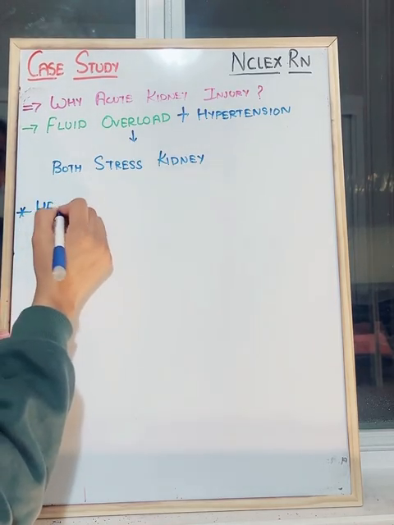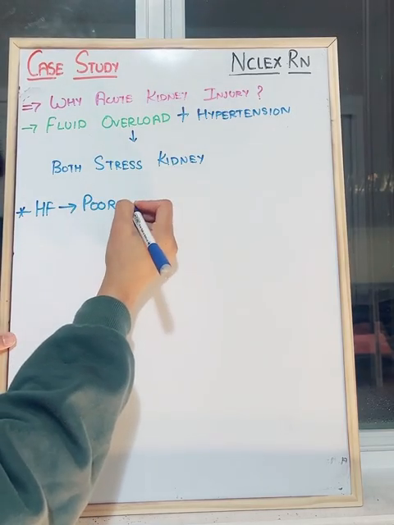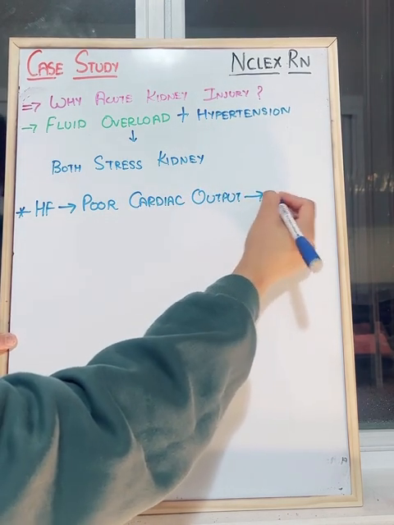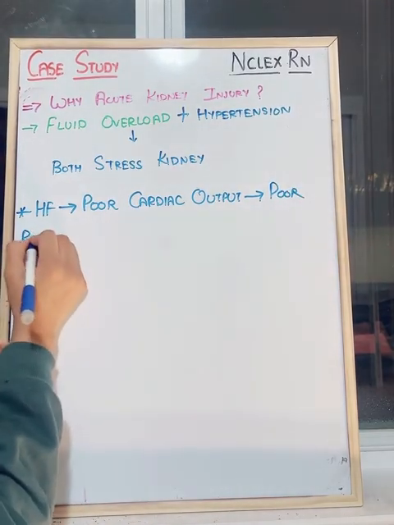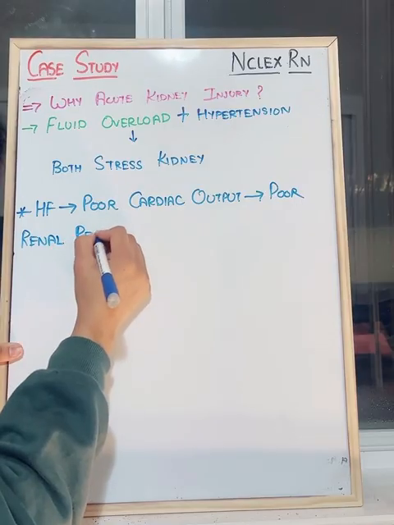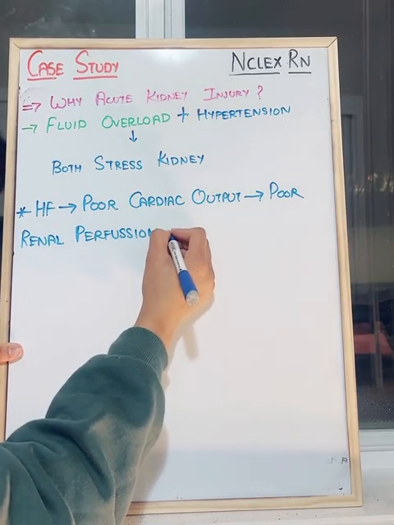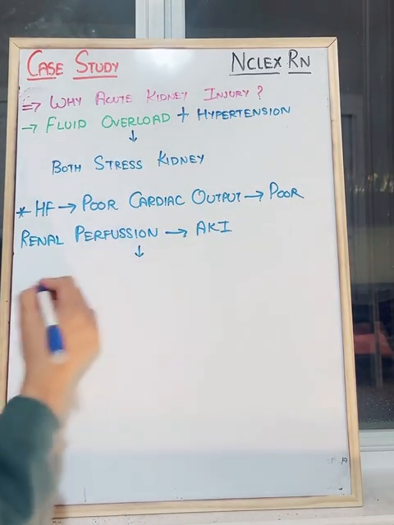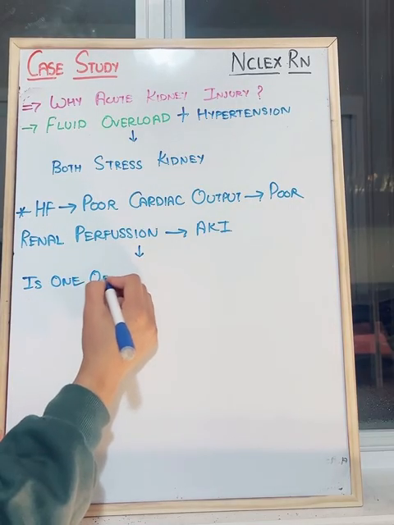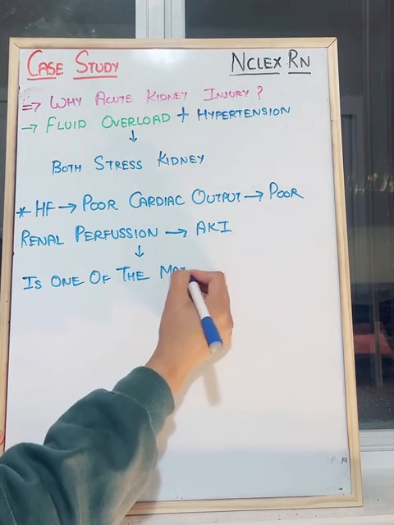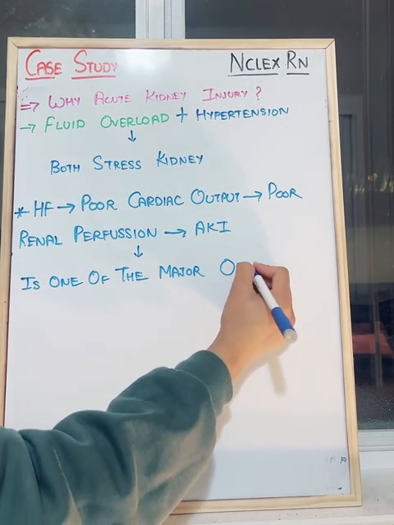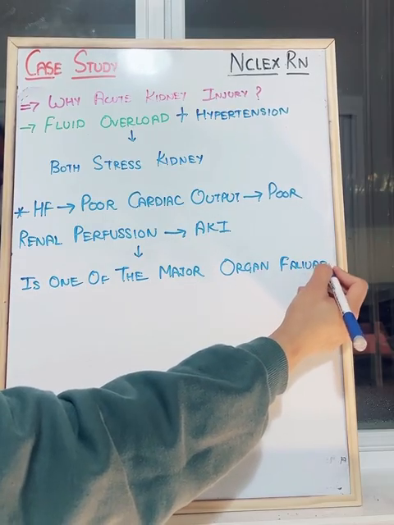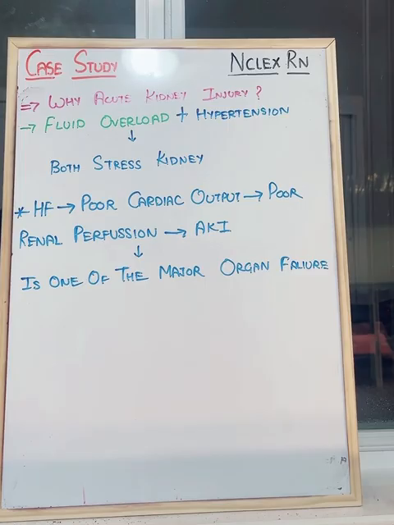So here, heart failure, then poor cardiac output, plus poor renal perfusion, and then acute kidney injury, which is one of the major organ failures. This is how it happened. All clear?